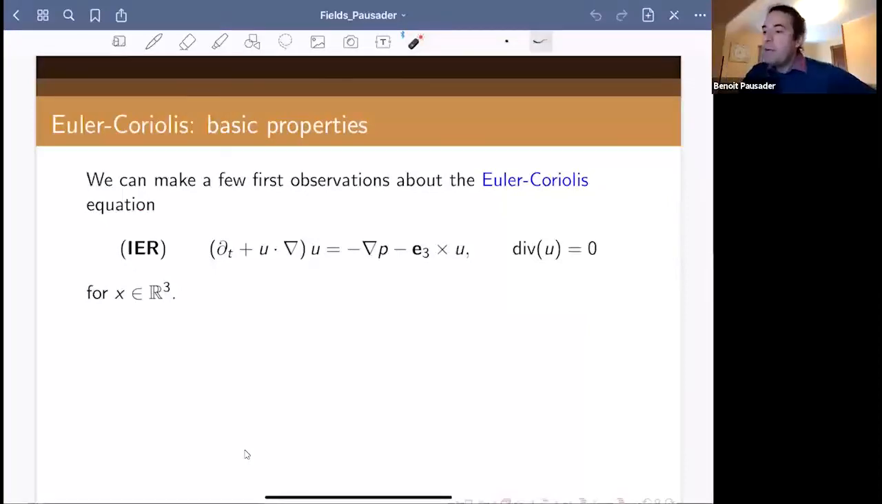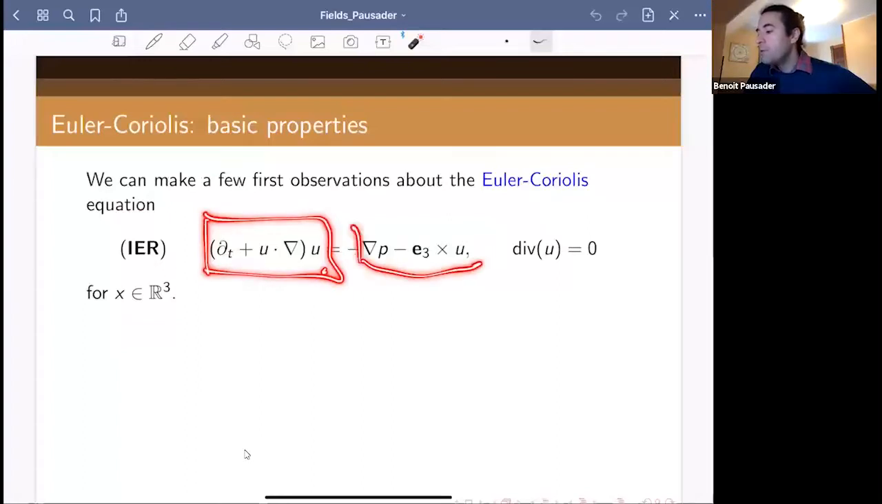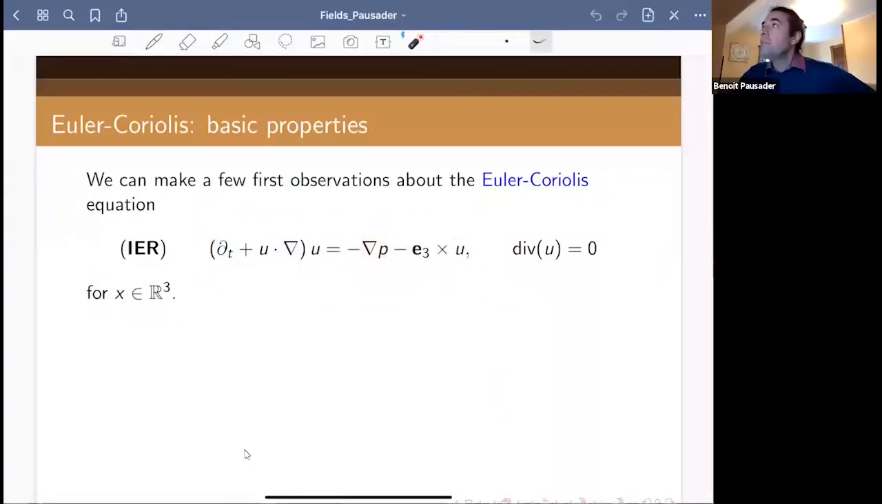All right, so now let's get back to this equation, this Euler-Coriolis equation. Just to remind you, this is just what you would get if you combine Newton's law. So the acceleration is equal to the sum of the forces, and you have the usual contact pressure forces and the Coriolis force that comes from the fact that you're in a rotating fluid.